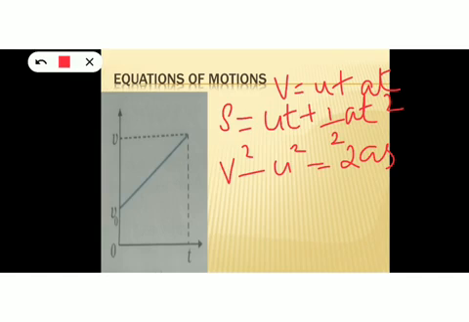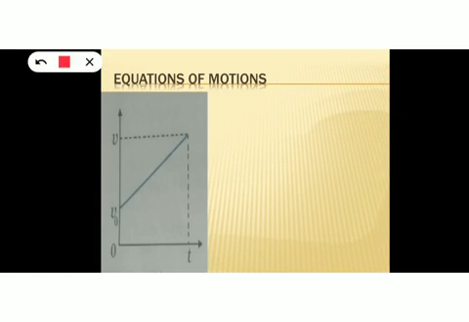These are the three equations of motion put forward by Newton, and we have derived these three equations of motion from the velocity time graph. We used the graph shown on the screen for this purpose. So how can we derive the first equation of motion, that is v equal to u plus at? For that we need to just modify this velocity time graph. We can draw a line normal to this line.